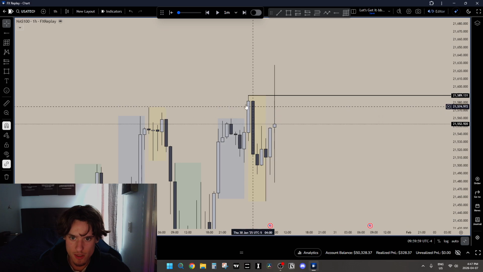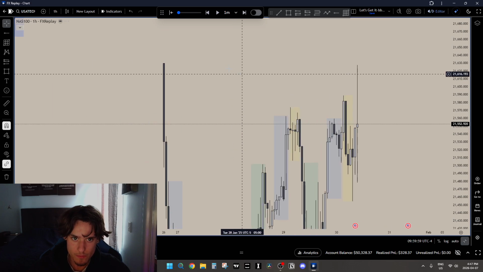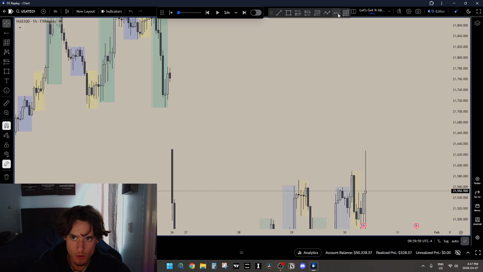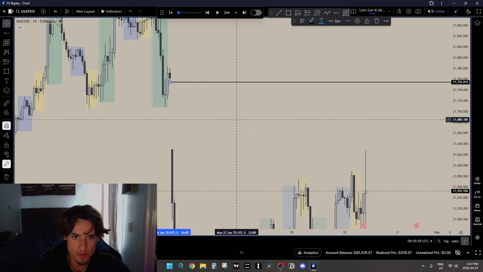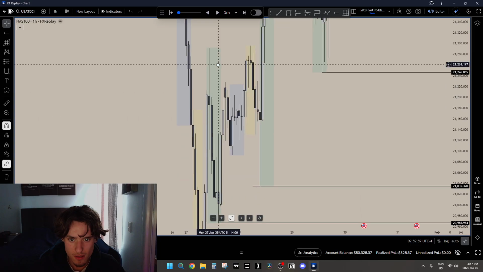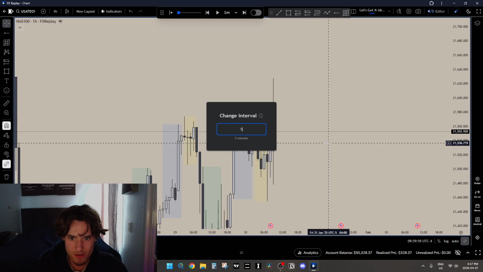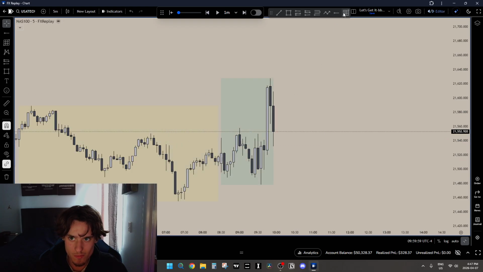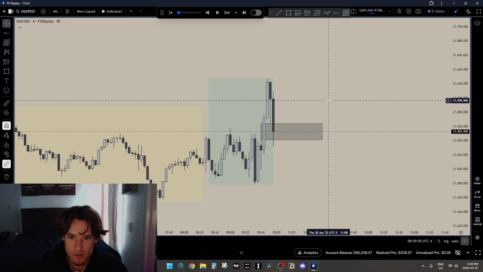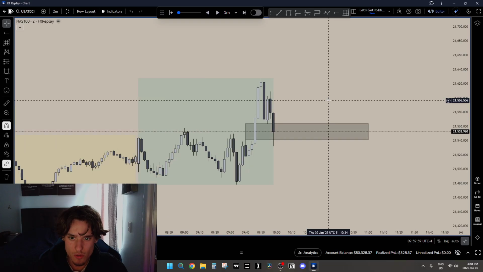Do we have any targets higher though? Oh my god, we have a new week opening gap. How did I not see that? No shit, bro. We're bullish, bro. We're trying to go for that new week opening gap. Oh my god. Do we have an inversion though? Come on.